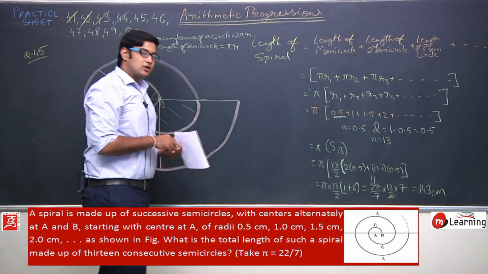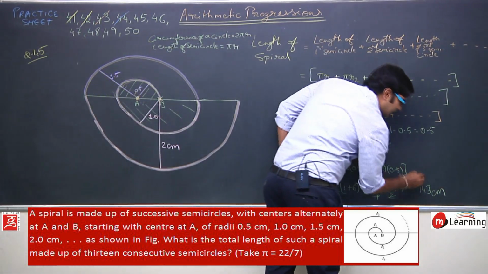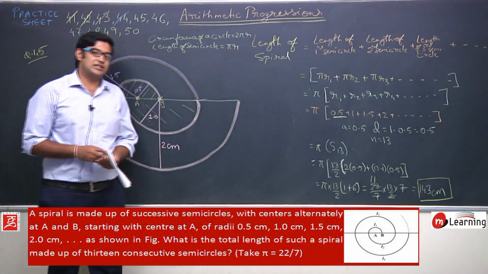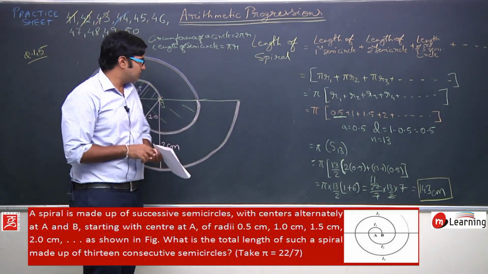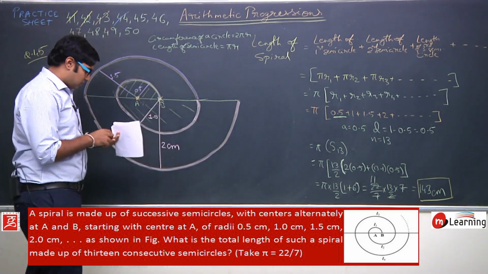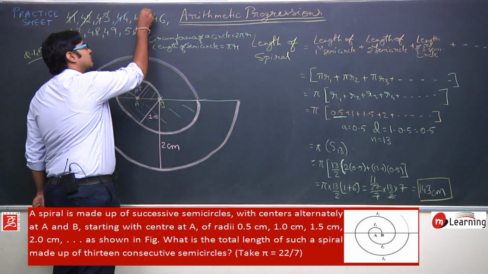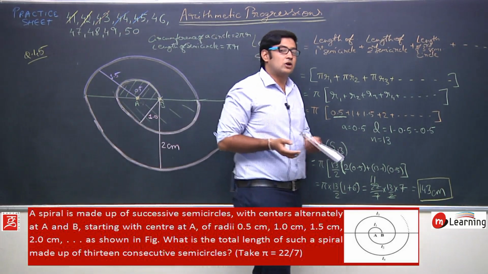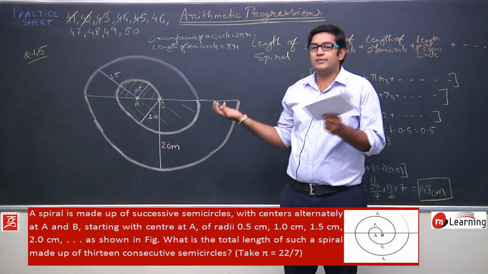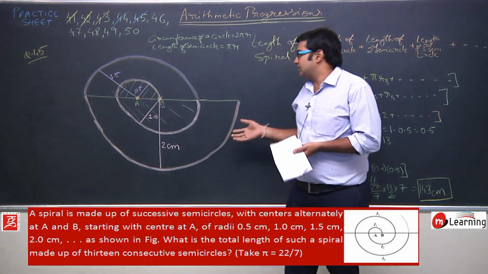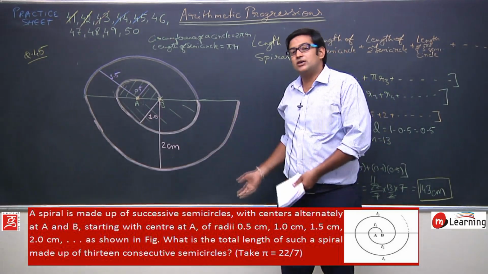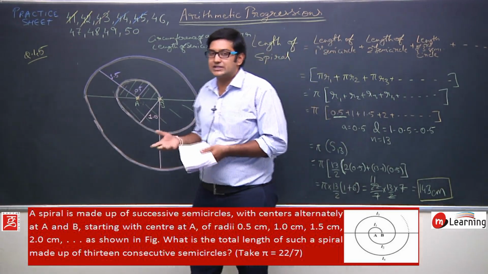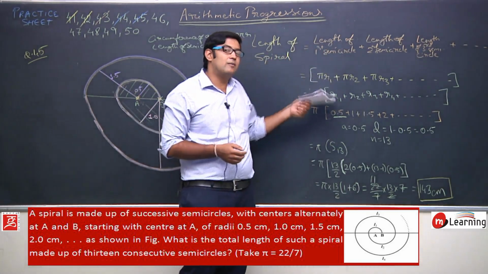Okay. So the length of this spiral formed for 13 semicircles is 143 centimeters. Okay. So this is the solution for question number 45. You can see this is a very interesting question. It includes the concept of geometry as well as the concept of arithmetic progression. So this kind of question may come in your exam. This is again a very important question. It may come for a huge weightage, for example a 5 mark question or 6 mark question, because you need to think about this.